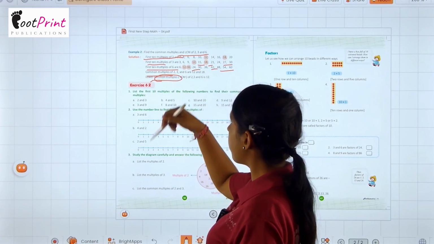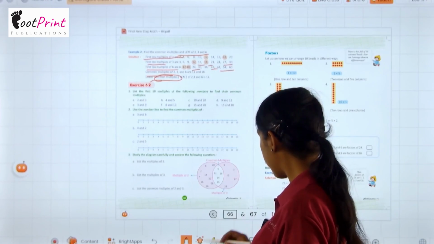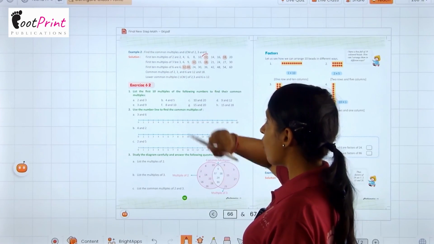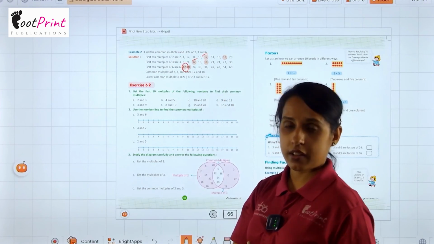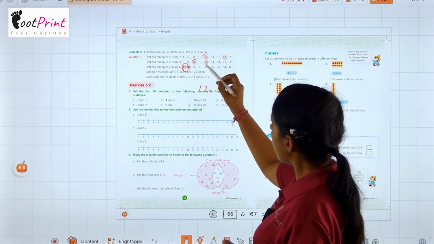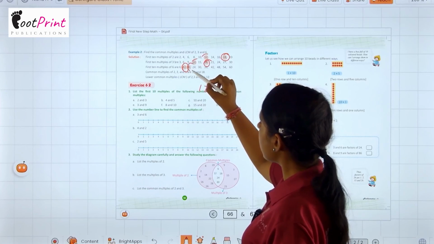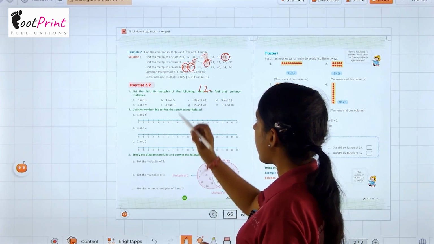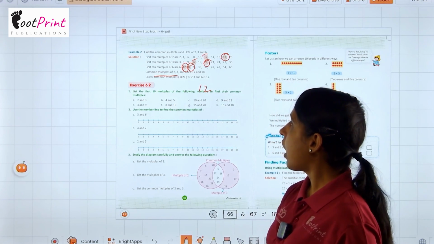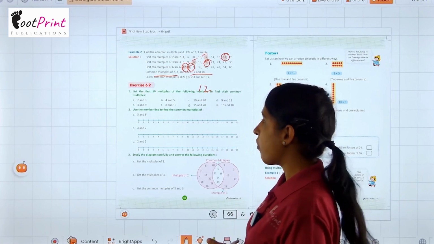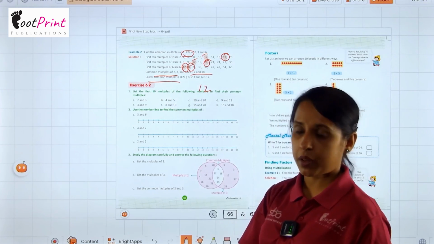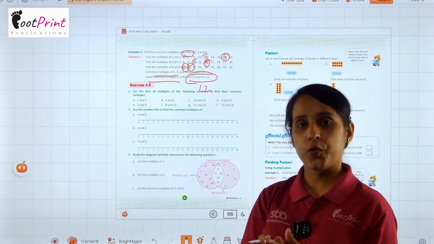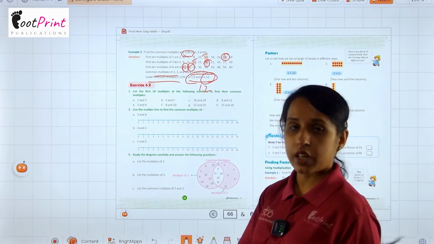So first we have to observe which numbers come in all three, 2, 3 and 6. Here 12 is a multiple of 2, of 3 and of 6. So the common multiple is 12. Then 18 also comes in the multiples of 2, 3 and 6. So here we can write that the common multiples of 2, 3 and 6 are 12 and 18, and we have to find the LCM, the lowest common multiple. Of the numbers 12 and 18, 12 is the lower number, so we can say that the LCM of 2, 3 and 6 is 12. Clear to you all?